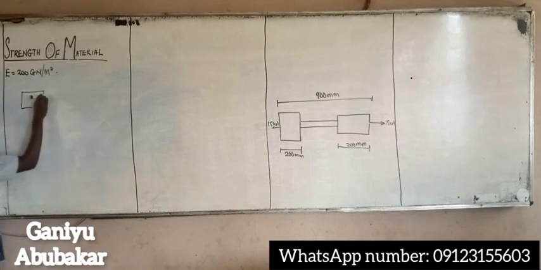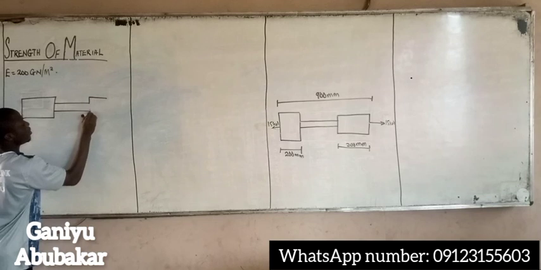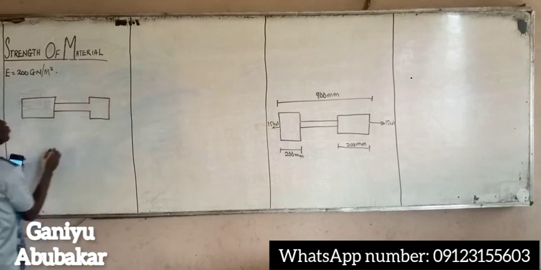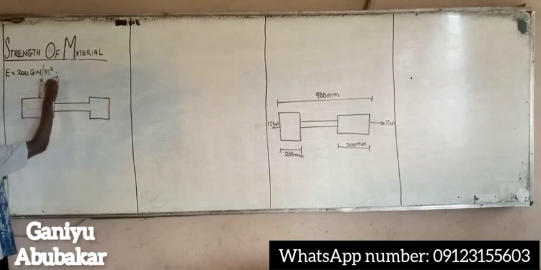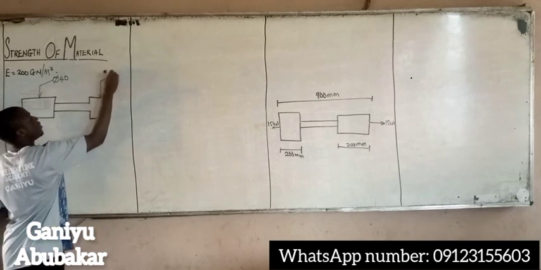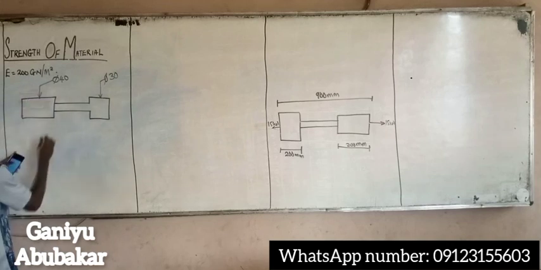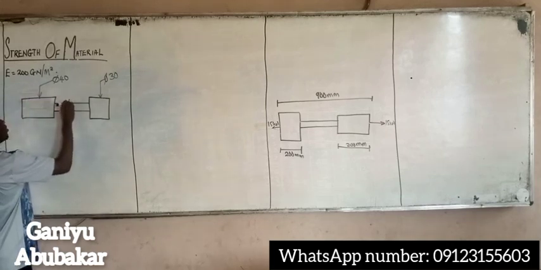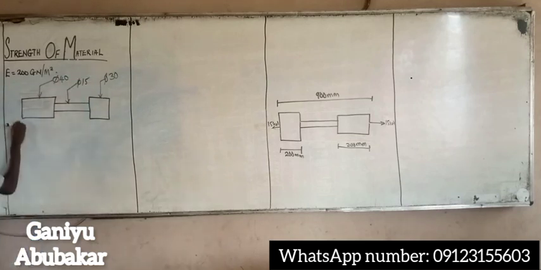This is the bar coming, 40 millimeter. This is 15 millimeter in diameter and 30. Right? This is my bar this way. I'm told that this is a diameter of 40. This is a diameter of 30. These are the dimensions in engineering, right? So I'm given this to be 15 diameter, right? The length here is 200.